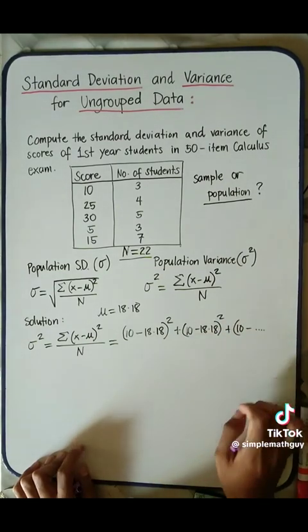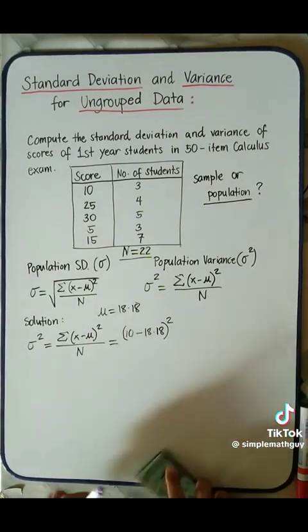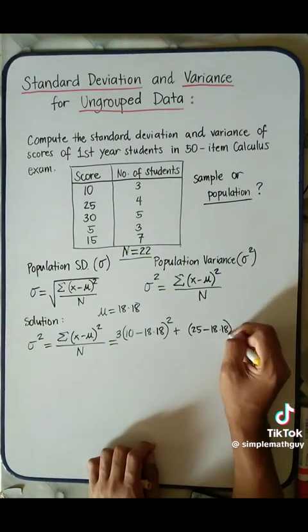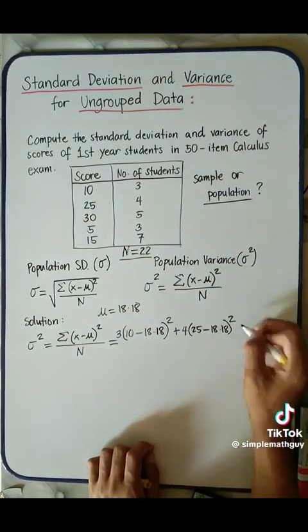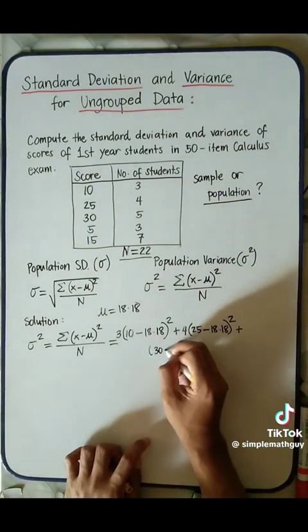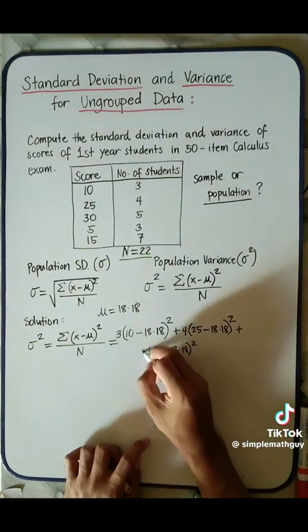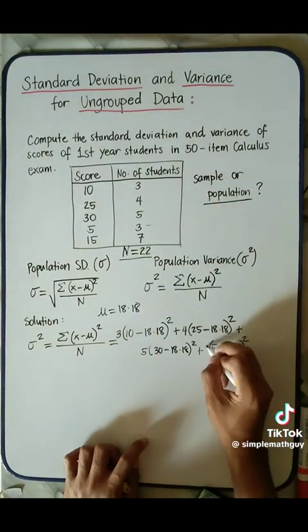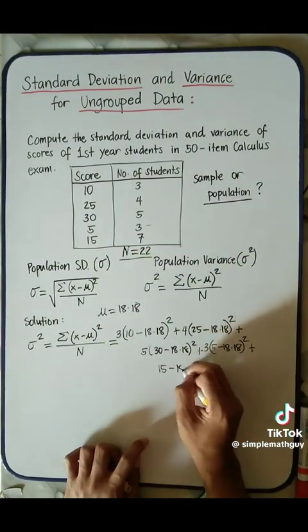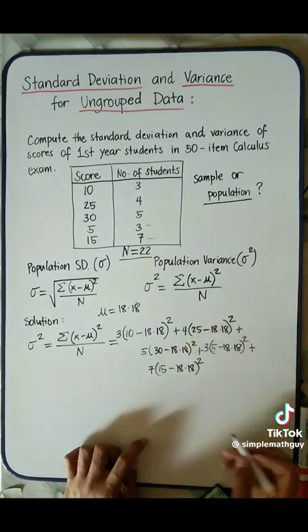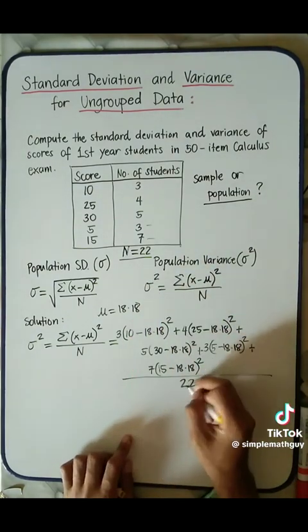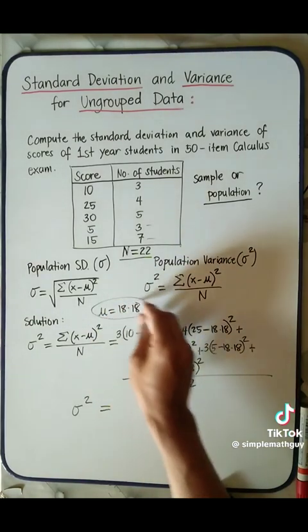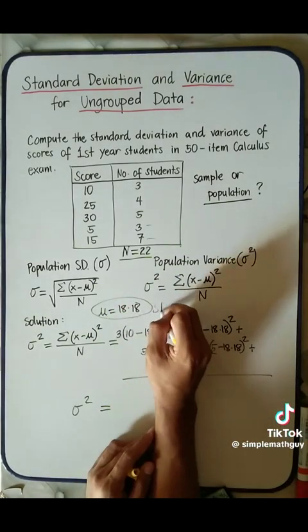Instead of writing the repeated score many times, just write one and multiply it by the frequency. If we want to save time in inputting in the calculator, store the mean as a or any variable.